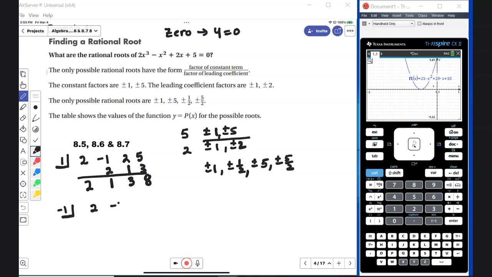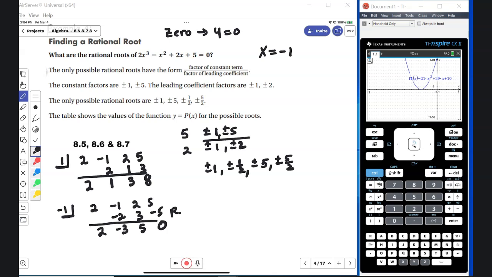So we have 2, negative 1, 2, 5. And remember we want a remainder of 0. Negative 1 times 2 is negative 2. Negative 1 plus negative 2 is negative 3. Negative 1 times negative 3 is 3. 2 plus 3 is 5. Negative 1 times 5 is negative 5. 5 minus 5 is 0. So since our remainder is 0, then I know that x equals negative 1 is a root.